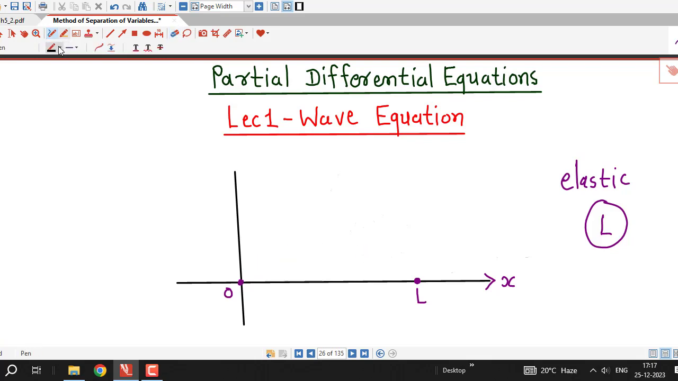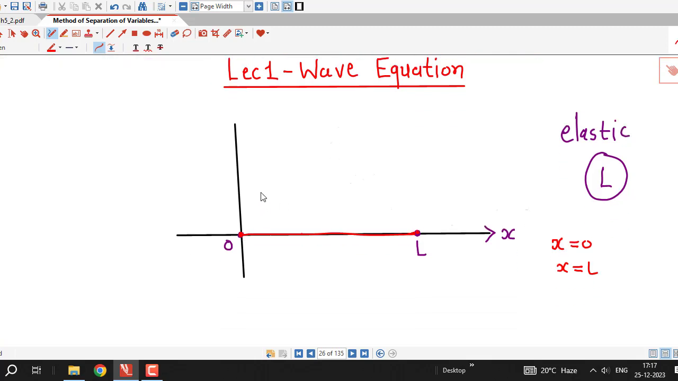First we consider that the string is fixed between these two points at x equal to 0 and at x equal to L. That is, the string is at rest between these two points. We are not giving any vibrations to the string. Now suppose we are considering stretching or vibration of this string between these two fixed endpoints, then we will have this type of wave between these two points. The string may have some vibrations like this.